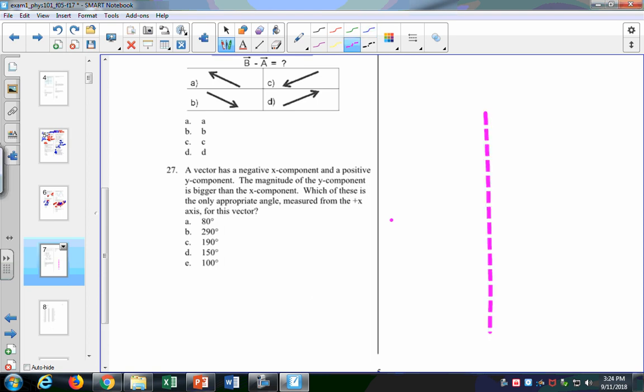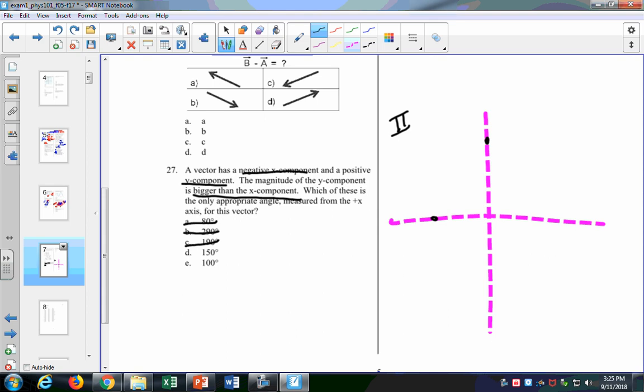So on this one, I'll draw my vector. It says the magnitude of the y component is bigger than the x component, and it has a negative x component and a positive y component. Now, the negative x component tells me it's going to be over here, and the positive y component over here. So it's somewhere in that second quadrant, right? I know it's in the second quadrant, which gets rid of this, this, and this. I narrow it down to 100 or 150.